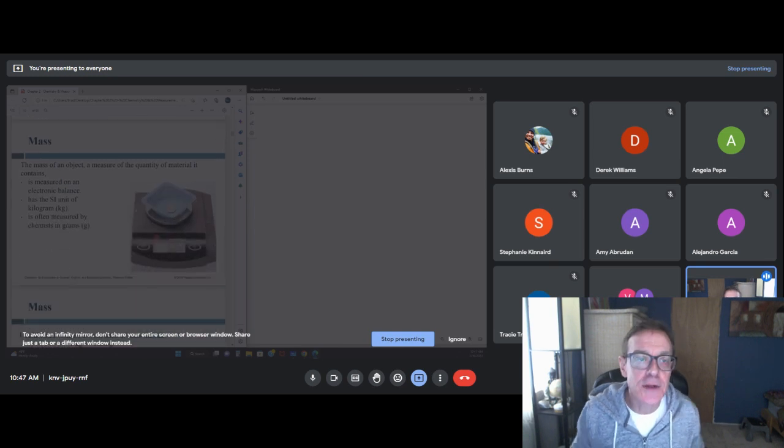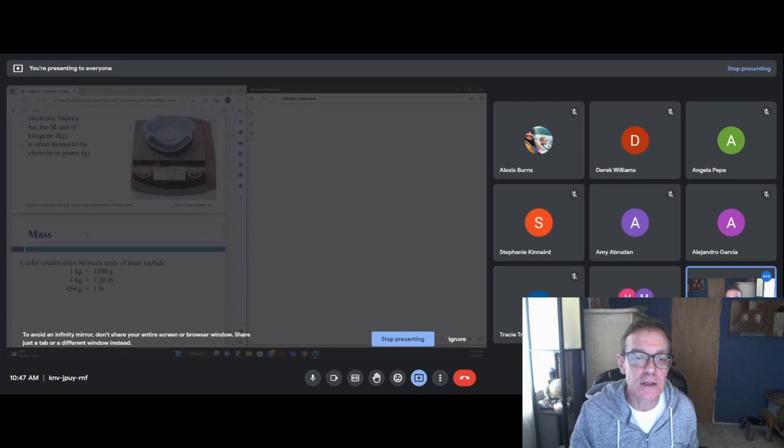Okay, so on to mass, and we're looking at kilograms in the SI unit, which is 1,000 grams, grams being the base unit in the metric system. Easy to convert just by moving your decimal point three places to the left or the right, depending on which direction you're doing the conversion. Since it is base 10, we just need to multiply or divide by 1,000 to move from kilograms to grams.